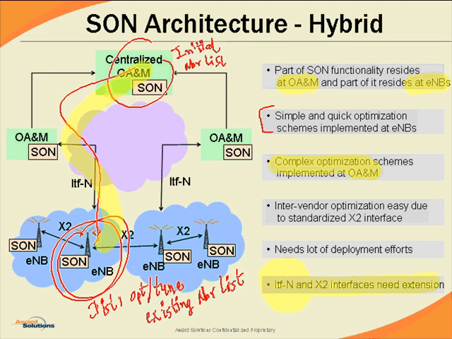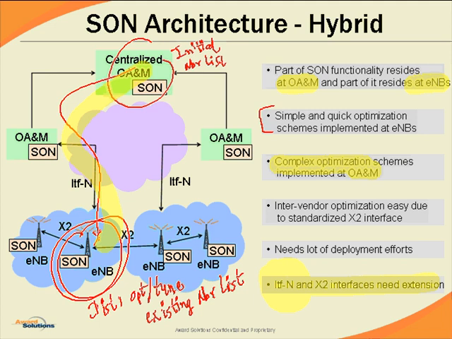You can always limit how many E-node Bs you want to have within that function scope. So if you want to do load balancing across E-node Bs within a specific area, let's say tracking area or the E-node Bs talking to the same MME group, you can always have that constraint.